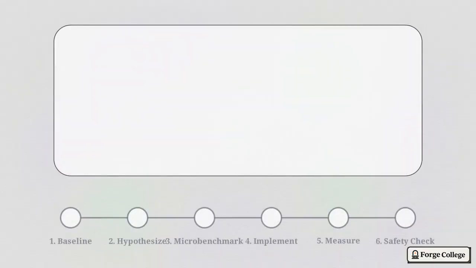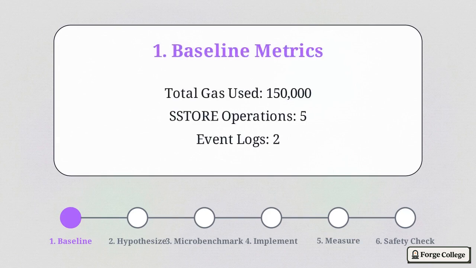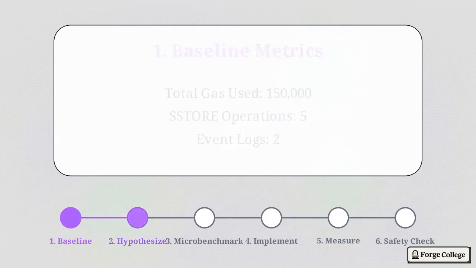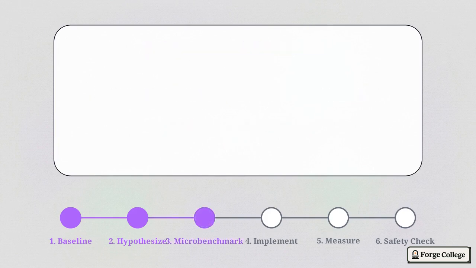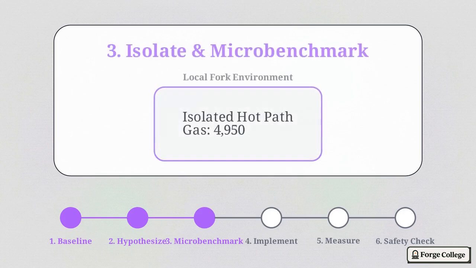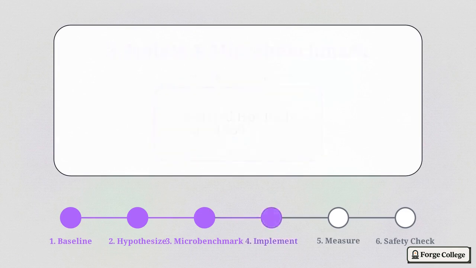This timeline illustrates the strict 6-step workflow developers follow to execute an optimization safely, starting here with Step 1, baseline. Before you touch a single line of code, you measure the exact current cost of the transaction. Then you move to Step 2, hypothesize. The developer predicts exactly how much gas a specific change will save. Step 3 is micro-benchmark. You take that one isolated change and test it in a safe, simulated environment to see if your math holds up.